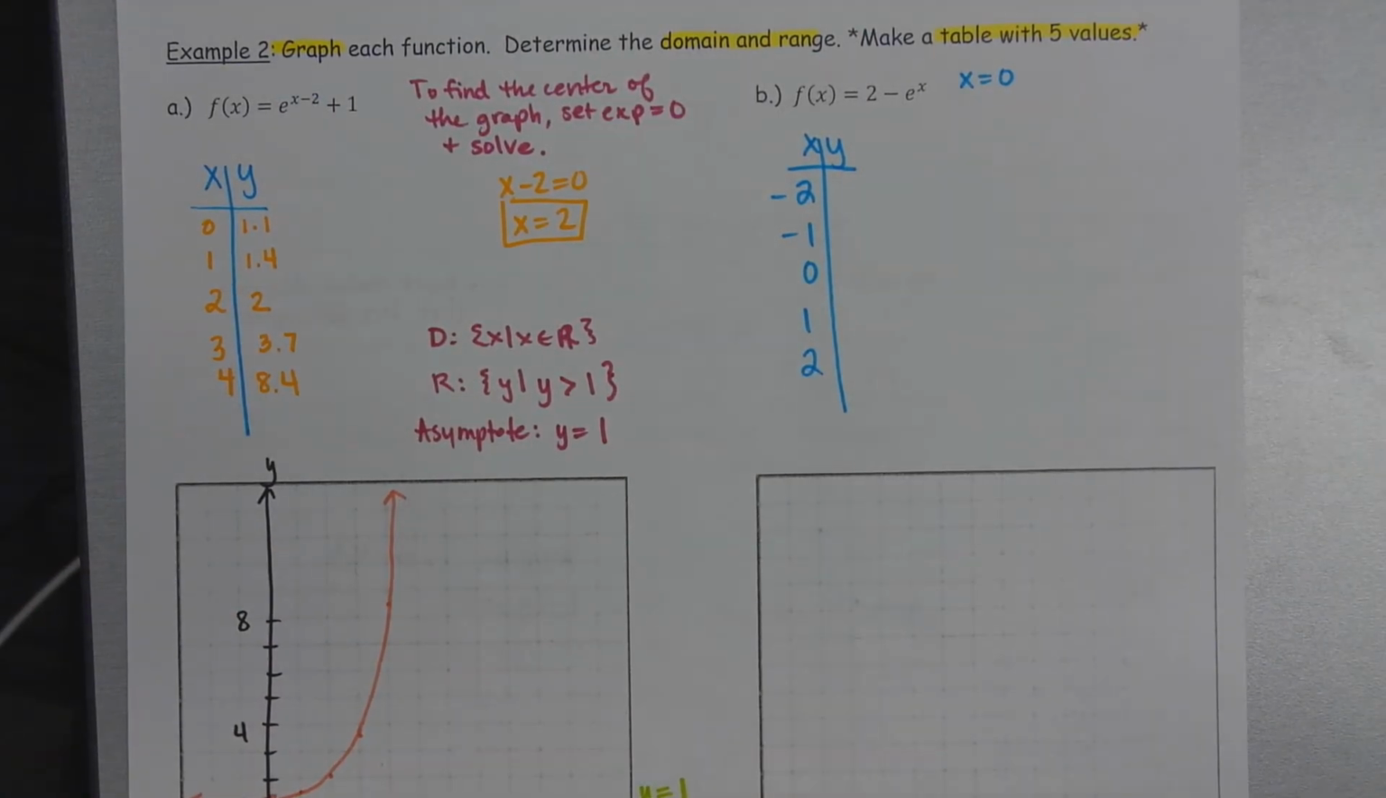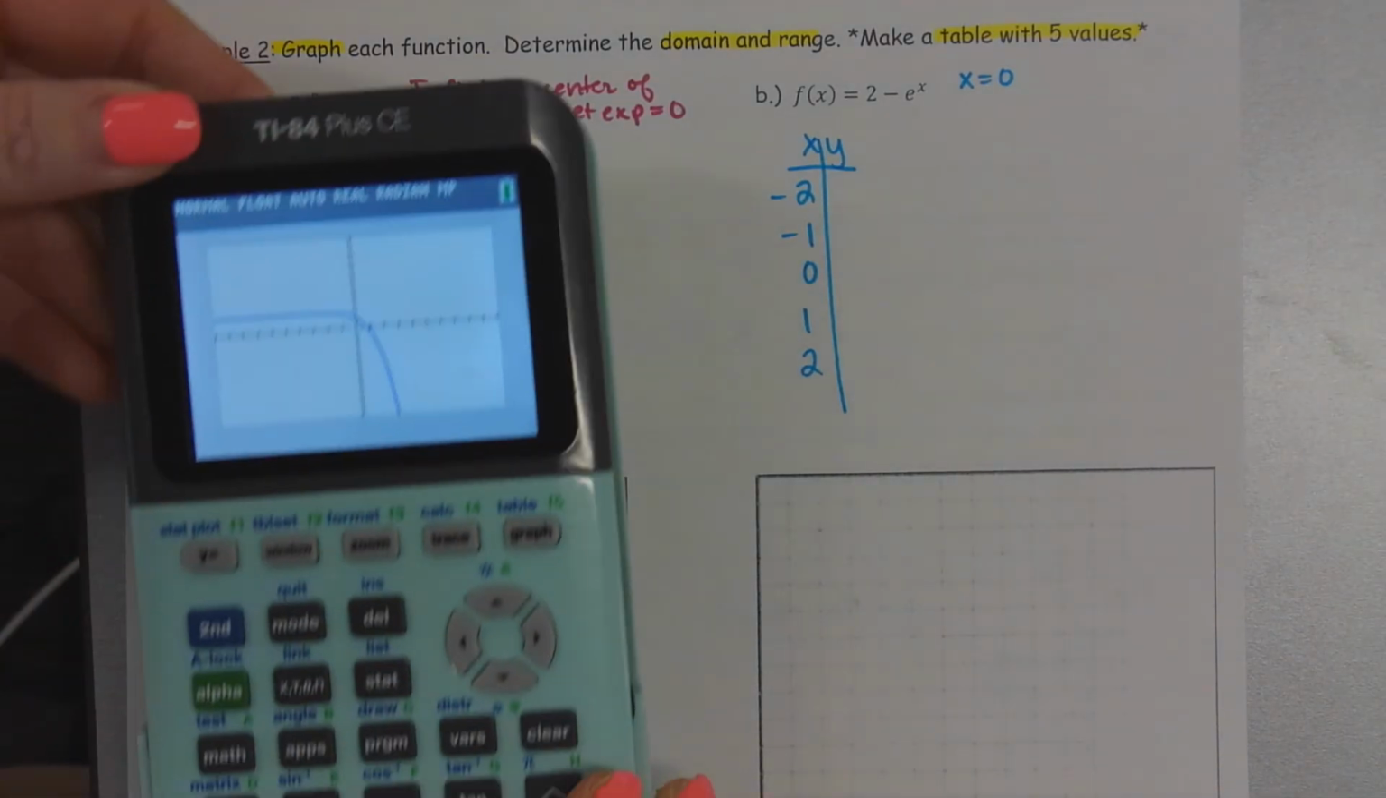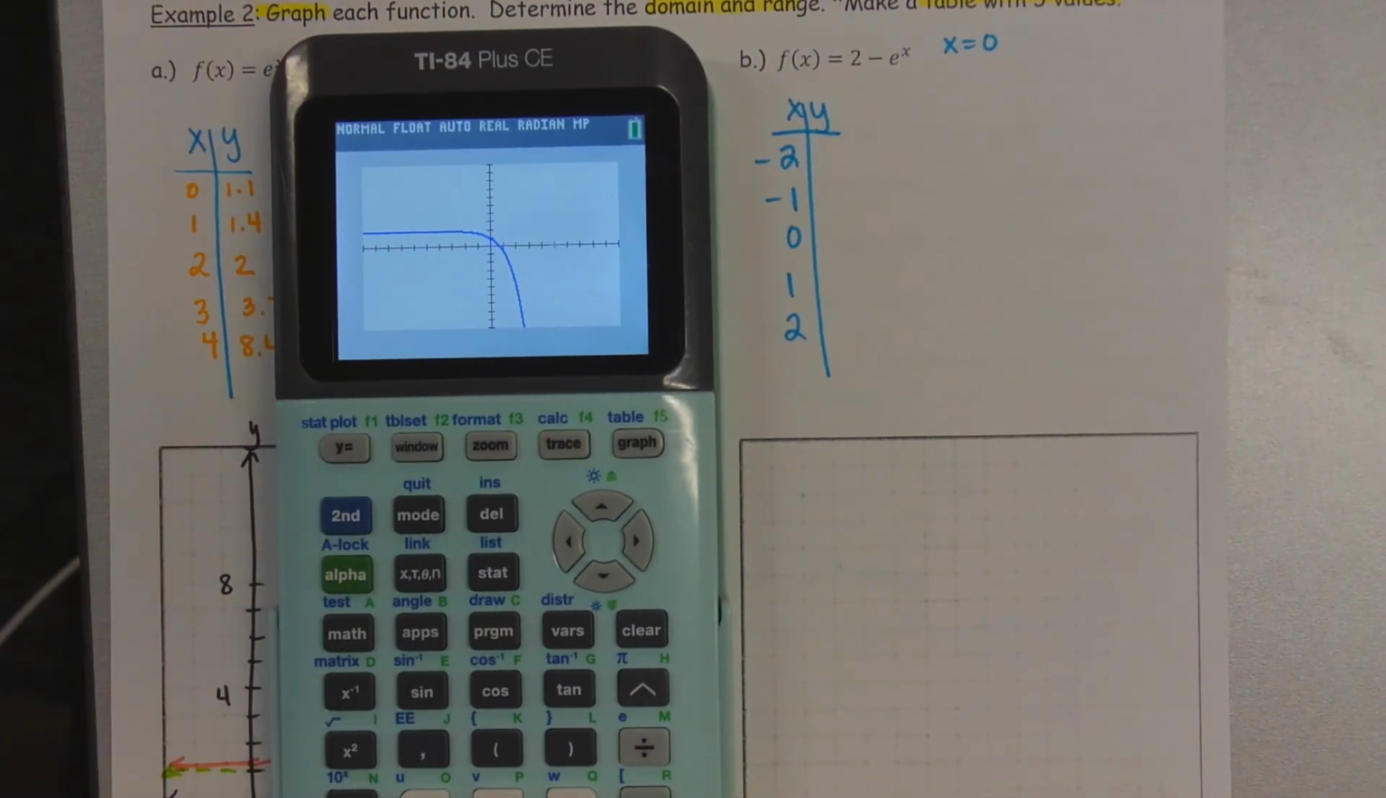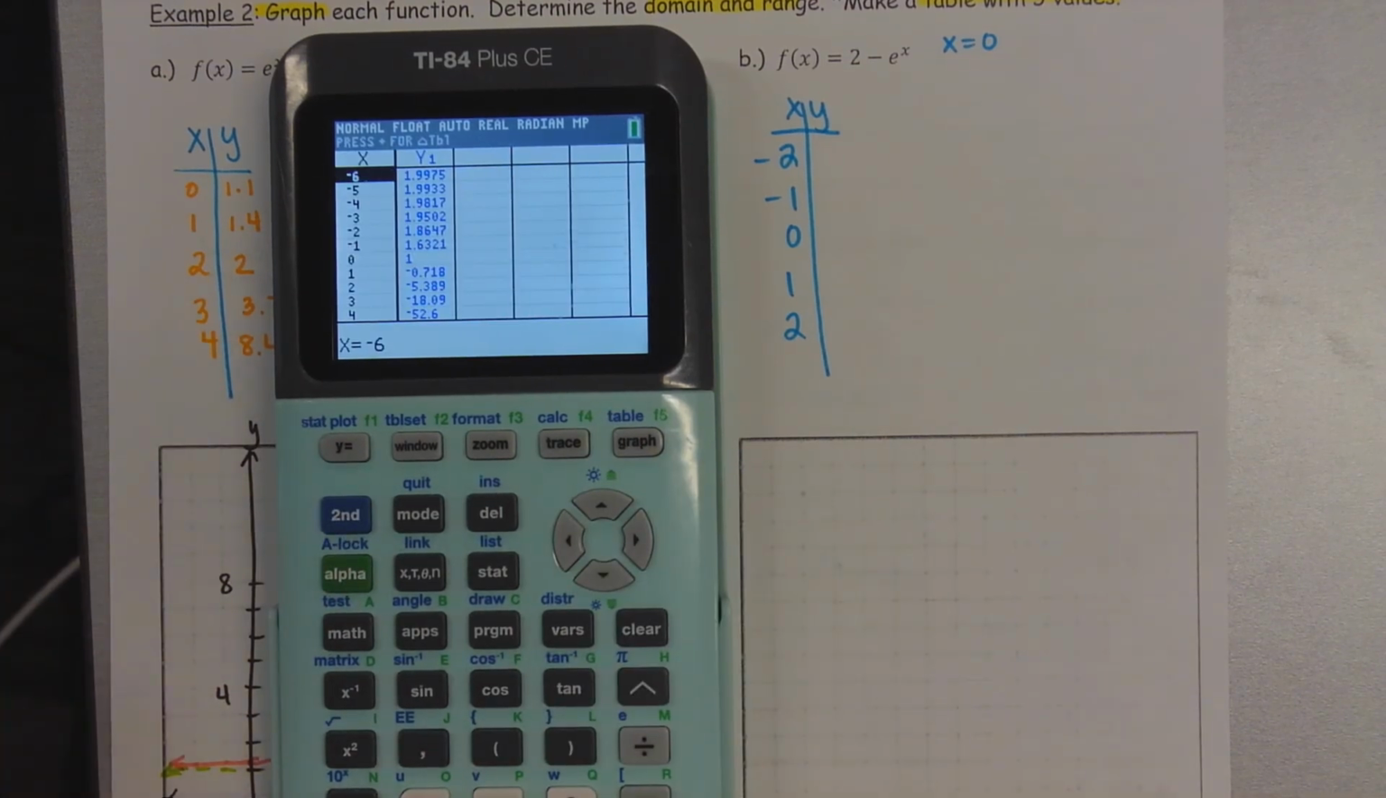Okay, so again, you only have to write down your 5 points, but you might want more than that in order to graph. Okay, so you can use your table.